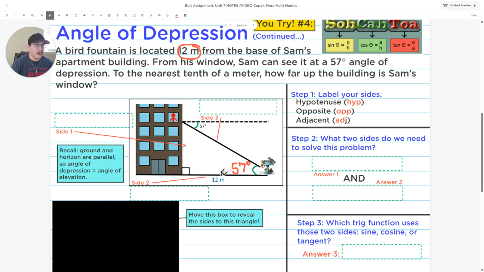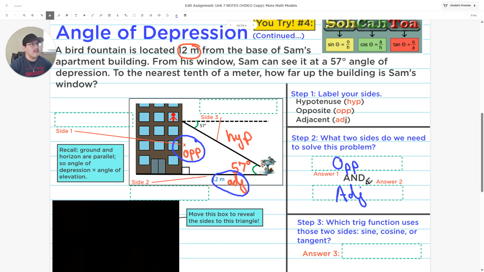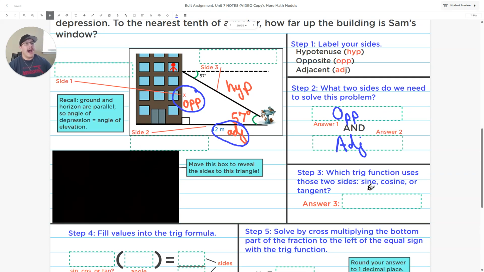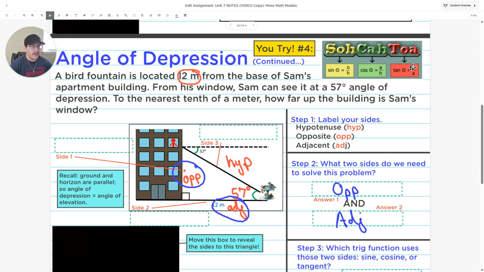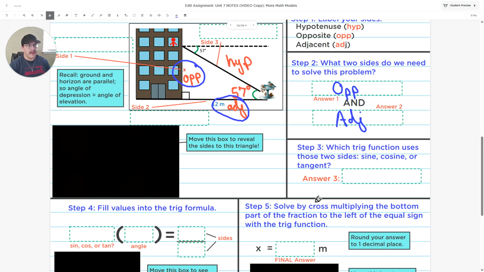Okay, now we're going to label what our sides are based on that reference. From 57 degrees, the x is our opposite, the 12 is the adjacent, and the side across from the right angle is always going to be the hypotenuse. Now, which ones do we care about? We care about the x, which is the opposite, and the 12, which is the adjacent. So we only care about opposite and adjacent. Which trig function uses the opposite and the adjacent: sine, cosine, or tangent? Tangent is the one that uses the opposite and adjacent together.